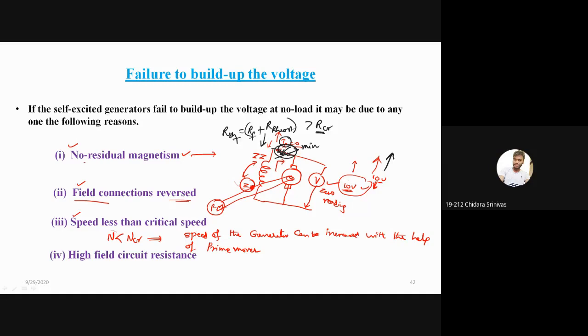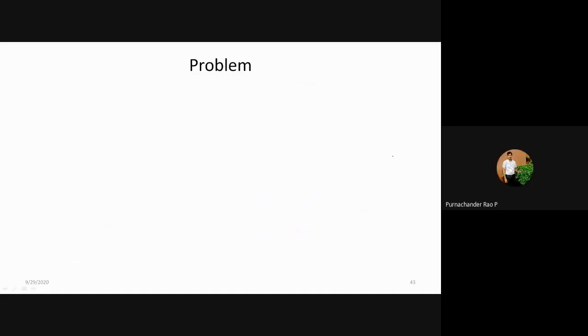Yes, sir. If anyone has any doubts, you can ask me. So I will proceed further. Okay, then now we'll solve a problem on the magnetization characteristics. Just note down the problem. First, note down the problem.